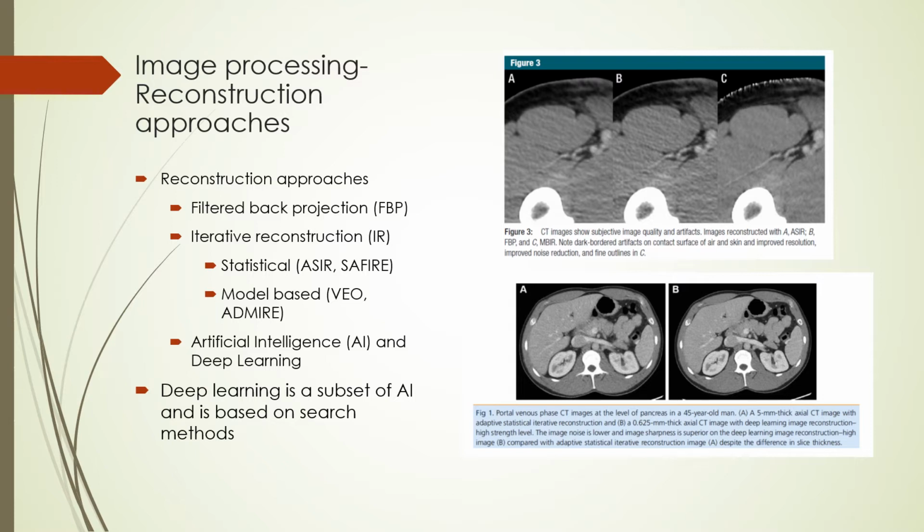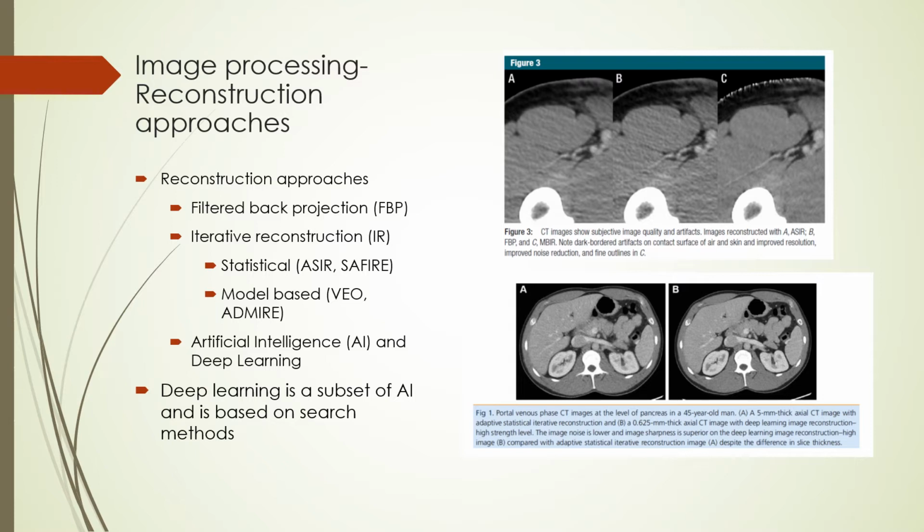An even better method is deep learning. Deep learning involves training algorithms that perform tasks by learning from data-derived patterns and features. Currently, deep learning methods are becoming more common and overtaking iterative reconstruction methods. Deep learning, like machine learning, is a subset of artificial intelligence systems.